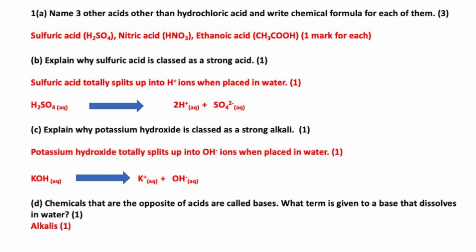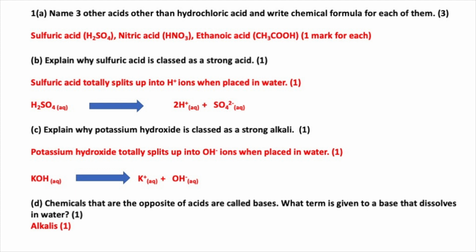Now for question B, you're asked why sulfuric acid is classed as a strong acid. So this is a 1 mark question. So you need to say that sulfuric acid totally splits up into H+ ions when placed in water. Now to illustrate this, I've written the equation for sulfuric acid splitting up. So you can see that H2SO4 would split up into 2 H+ ions and a sulfate ion, which is SO4 2-.